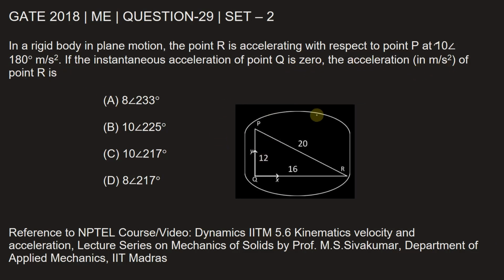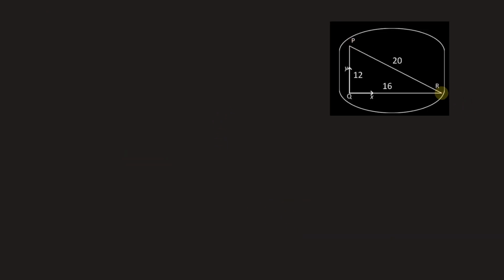We'll start by understanding the motion that the body is undergoing. Point R is accelerating with respect to point P at 10 meter per second square, angle 180 degree. That means we can write acceleration of R with respect to P, ARP, is equal to 10 meter per second square, and its orientation is 180 degree. So marking a 180 degree angle from here, we have the acceleration directed towards P. This is ARP.